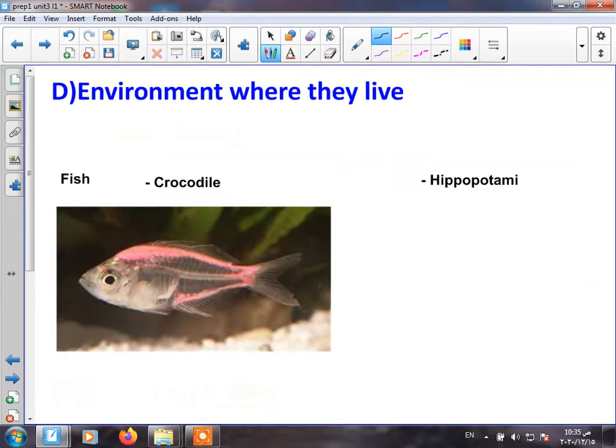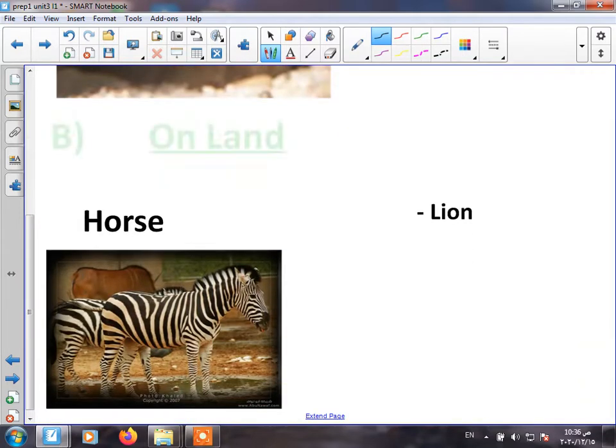Number 2, the environment where they live. I have animals that live in water, like fish, crocodile, hippo, and others that live on land, like horse, donkey, lion, dog, cat, and whatever. Okay?